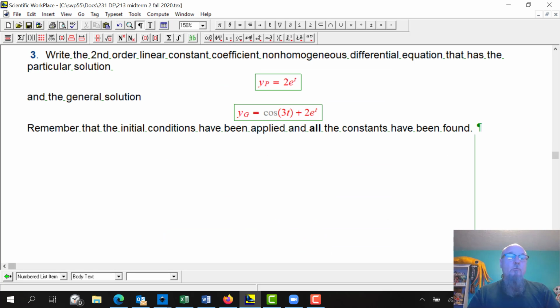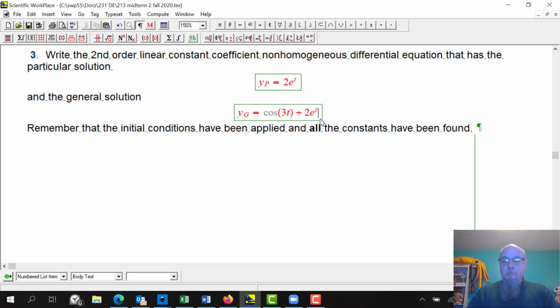Next question. We write the linear... You want to find the differential equation that has the particular solution of 2e to the t. So this has got to be the particular solution. They're giving me the general solution, so this is the homogeneous solution. The eigenvalues must have been plus or minus 3i.